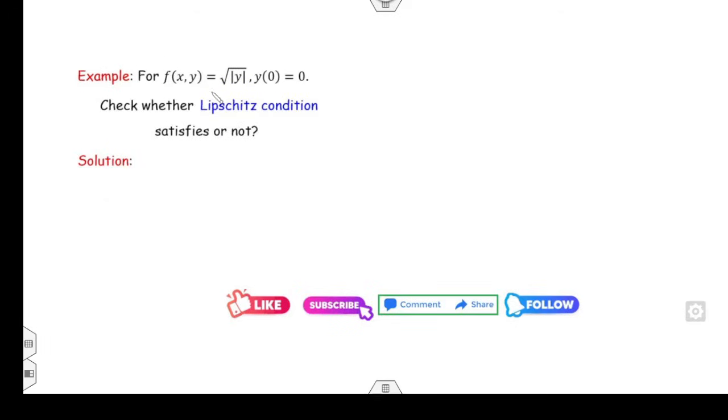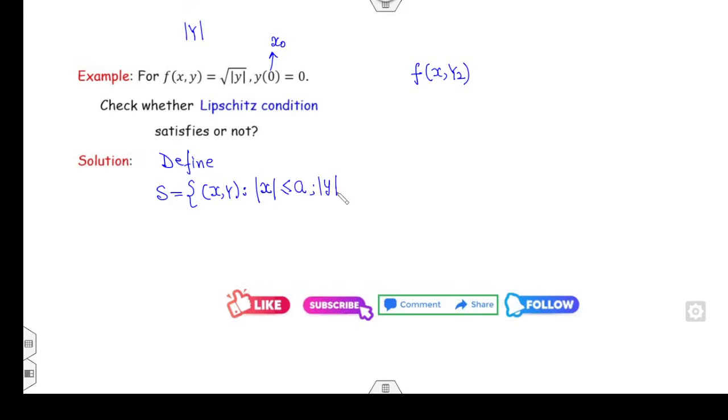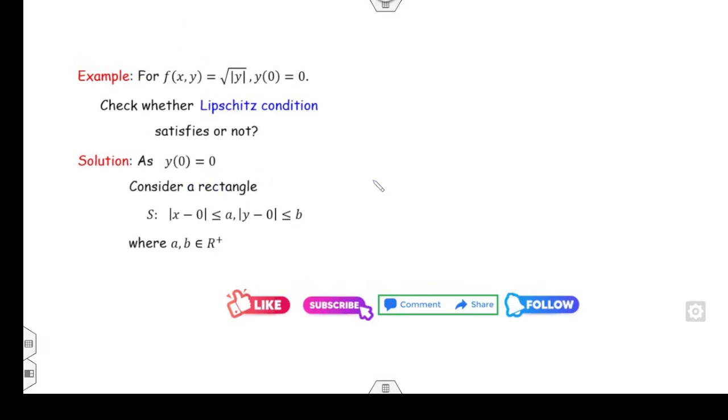Look at this one. Now you can see it's a modulus value. So I can start with the first definition. यहीं से start करना होगा. पहले rectangle define करोगे. Define the rectangle. Collection of all those elements of the x comma y such that mod of x minus x naught, x naught is my 0, is less than or equal to a. Mod of y minus y naught is less than b, where a and b are my positive numbers.